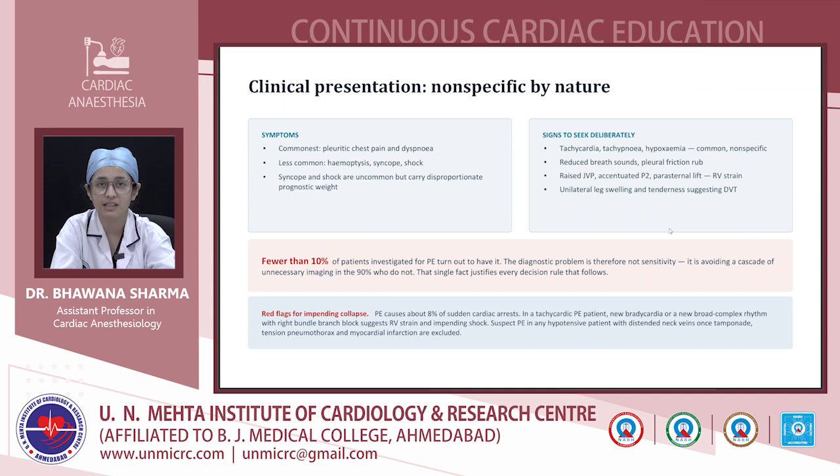The clinical presentation of pulmonary embolism is non-specific by nature. The most common symptoms that we see are pleuritic chest pain and dyspnea, and the less common ones are hemoptysis, syncope and shock. Syncope and shock are uncommon, but they carry disproportionate prognostic weight. So the things that we have to deliberately look for if we are suspecting a pulmonary embolism are tachycardia, tachypnea and hypoxemia, elevated JVP, and any swelling in the limb suggestive of deep venous thrombosis.